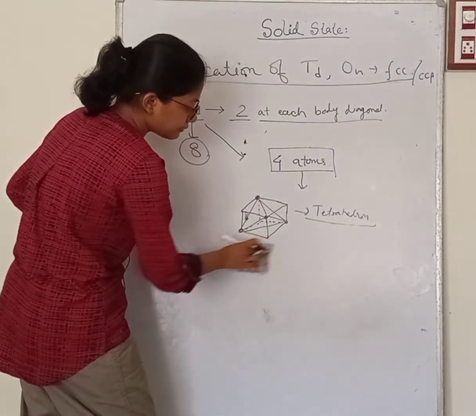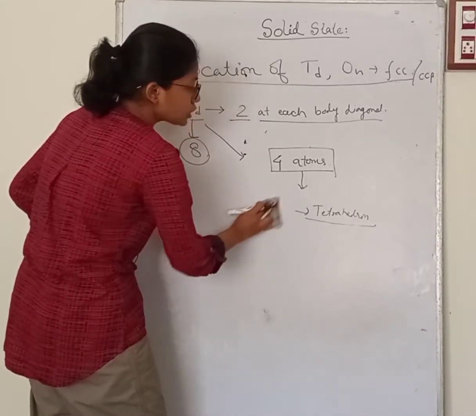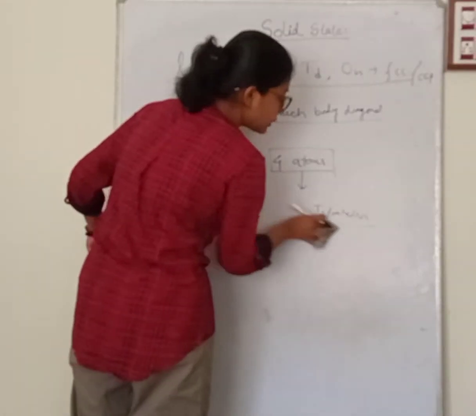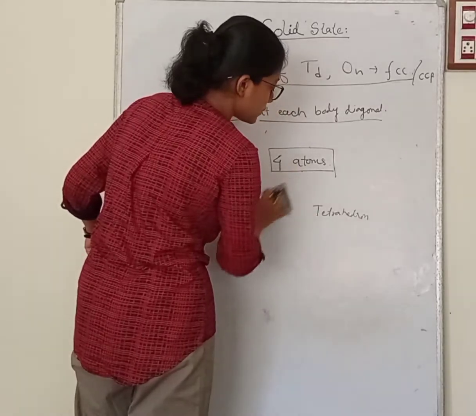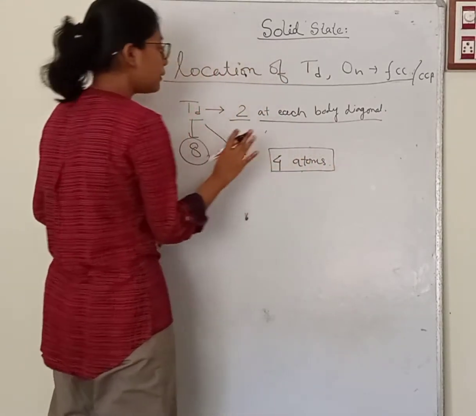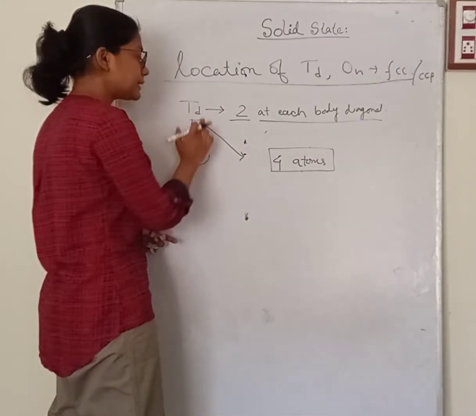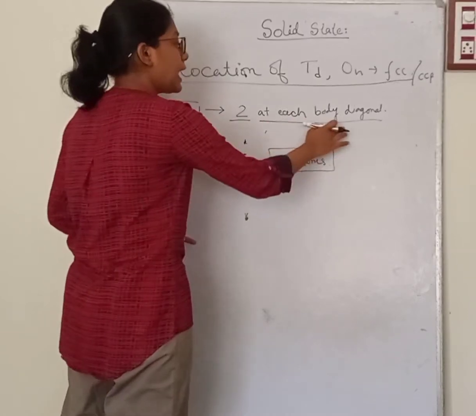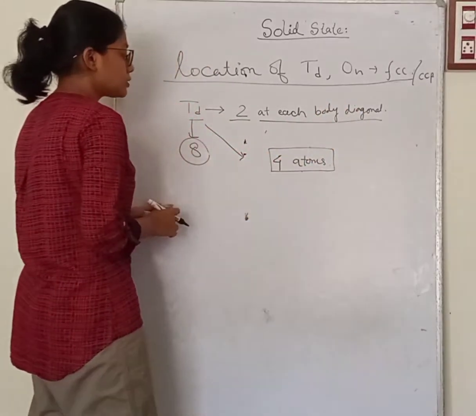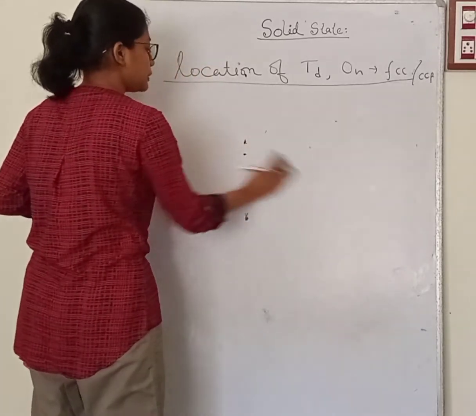This is very difficult to represent, so you might get confused from this figure. So try to look at the book and try to visualize things. Okay, so till now we know that there are 8 tetrahedral voids and they are located at the body diagonals. So now we will move to octahedral voids.